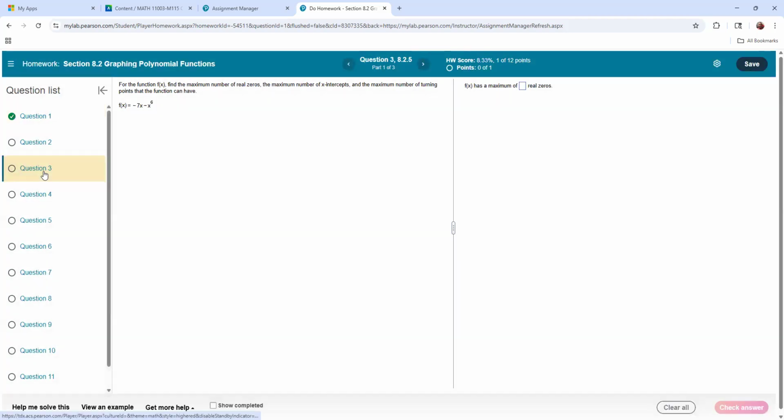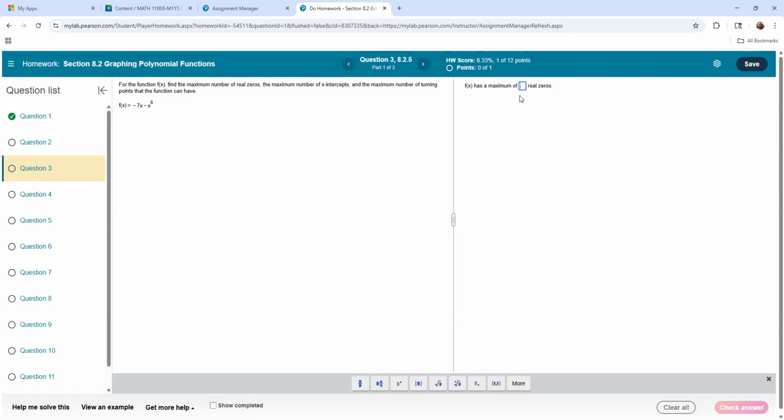So the second one's just like that. Let's see what y'all do to the third one. So on this one, what's the maximum number of real zeros? 6. Good job. So they're out of order, but you had to find the highest exponent. Good job.